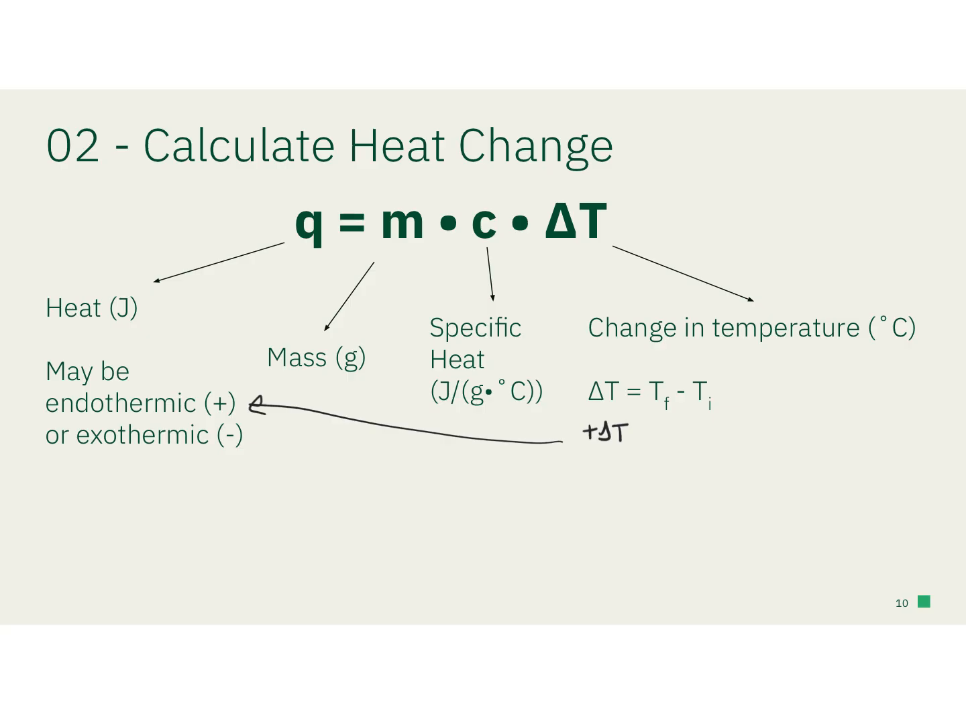But if you're cooling off, if you are exothermic and you're losing energy, then your delta T will be negative because your final temperature will be small and you're going to subtract a larger temperature that maybe was initially higher, and final minus initial may result in a negative number. And if your delta T is negative, your Q will also be negative.